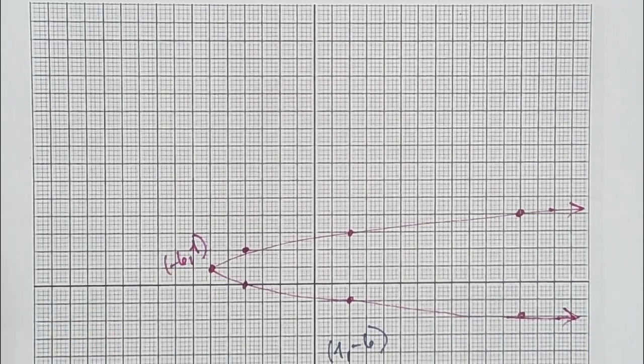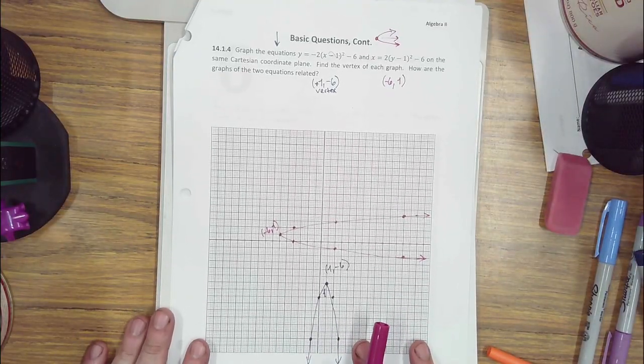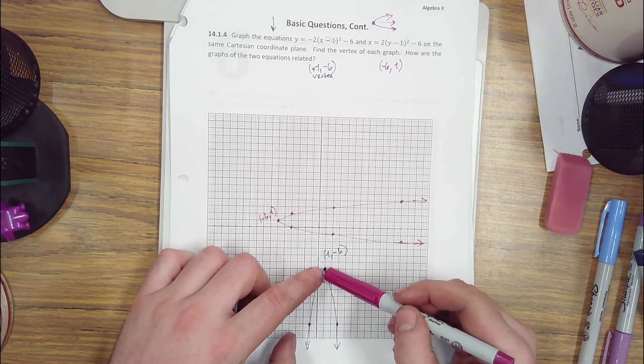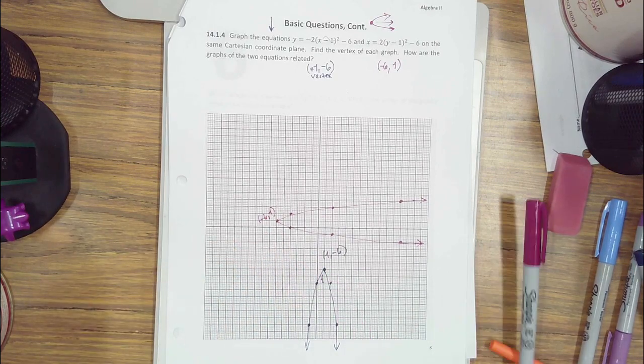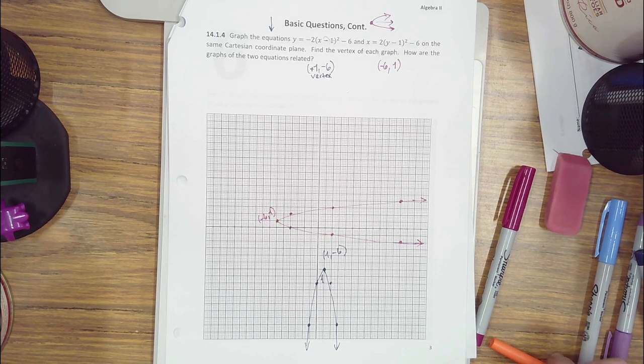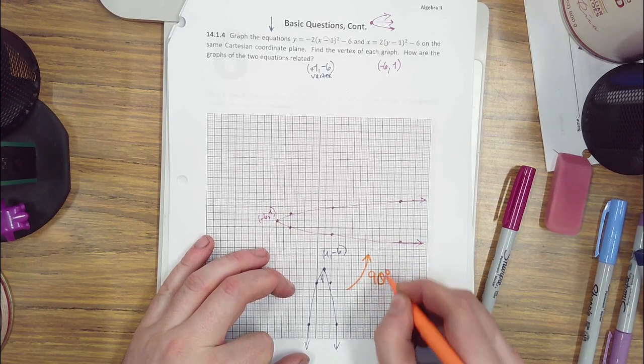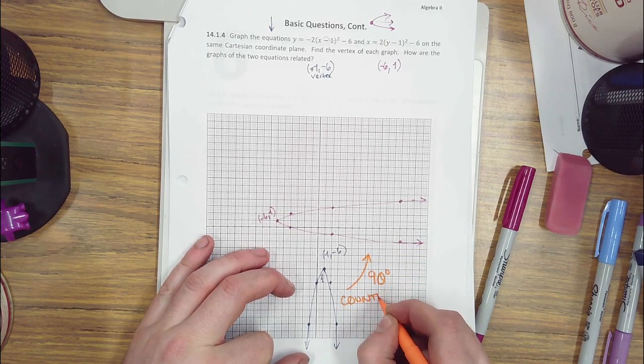So there are our parabolas. If we zoom out and we ask the question, how are the graphs related? Well, these are the exact same parabolas. They move at the same rate, twice as fast. Their locations are just different, and they're rotated. And that's the big thing. If we take this one and rotate it 90 degrees counterclockwise, we'd get the other one.